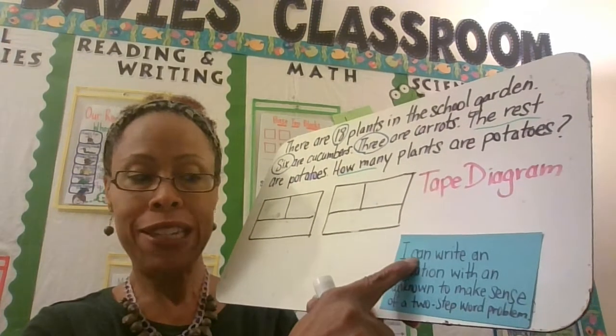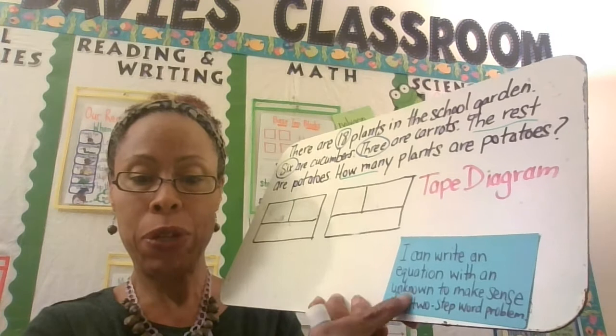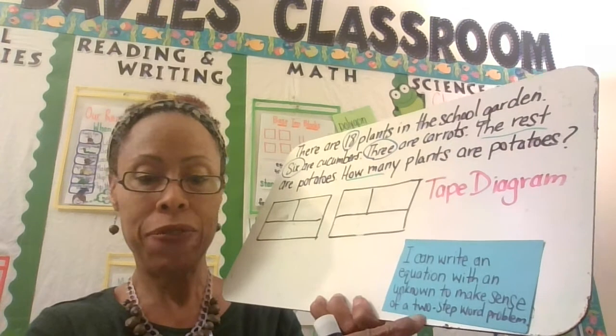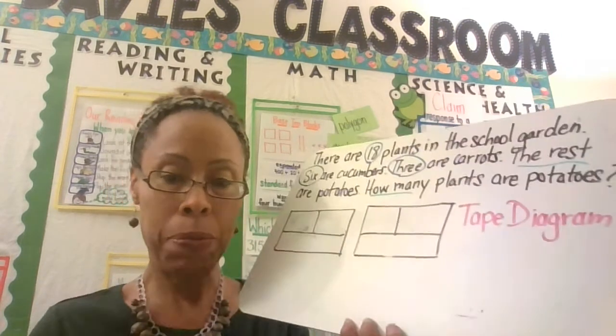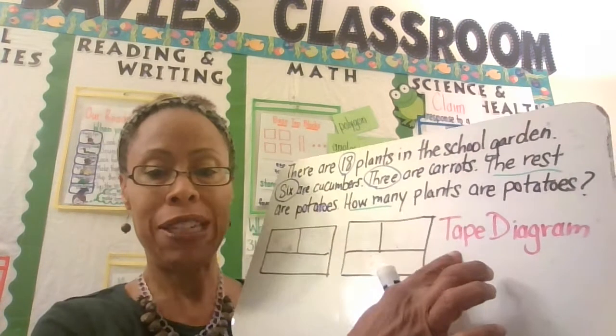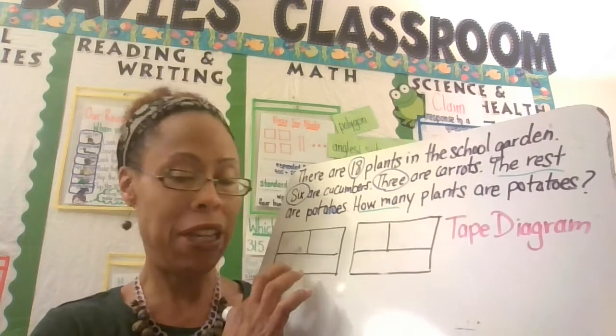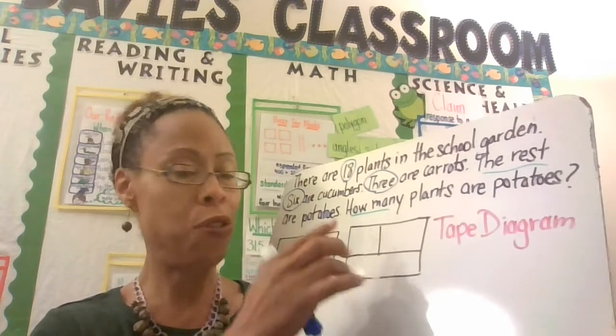Our learning target is I can write an equation with an unknown to make sense of a two-step word problem. Today we're going to focus on using the tape diagram. In this case, we're going to use two different tape diagrams.